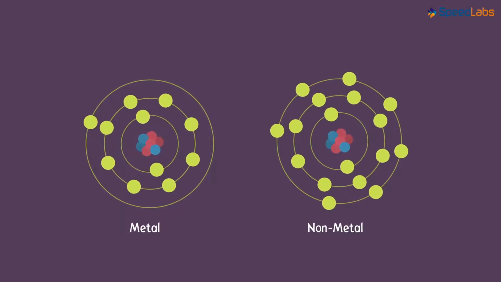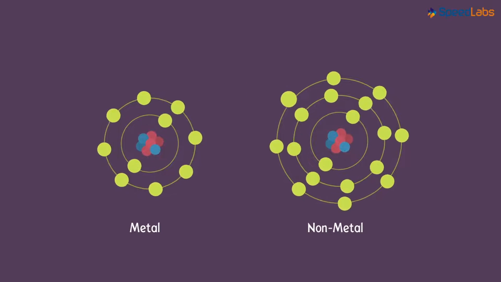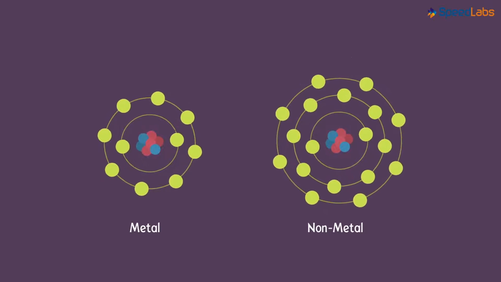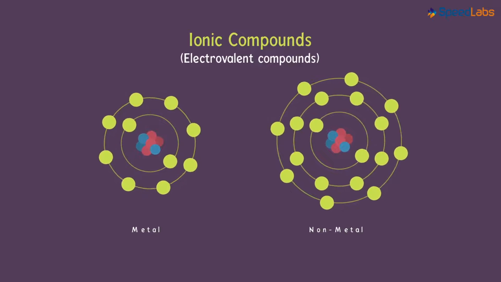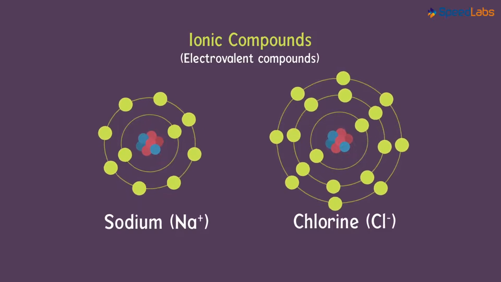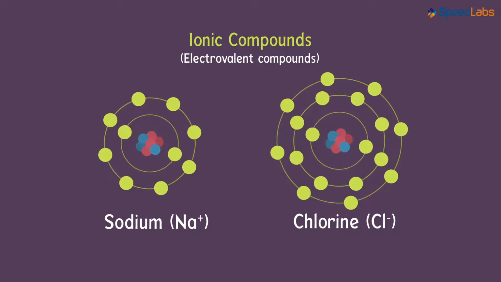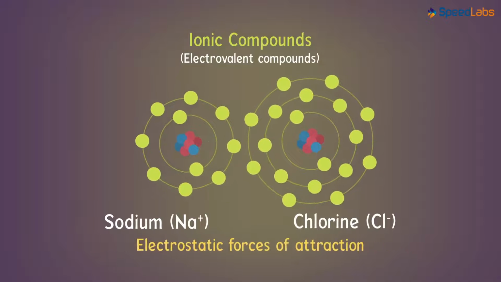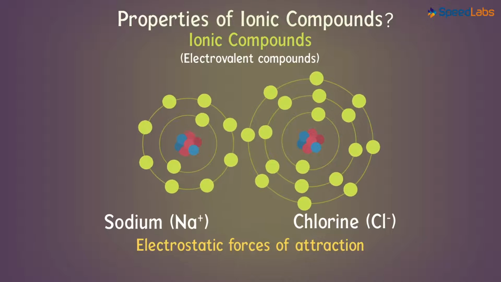In the previous lesson, we saw what ionic compounds are. The compounds formed by the transfer of electrons from a metal to a non-metal are known as ionic compounds or electrovalent compounds. We had seen an example of sodium chloride. As sodium and chloride ions are oppositely charged, they attract each other and are held by strong electrostatic forces of attraction. What about the properties of ionic compounds?